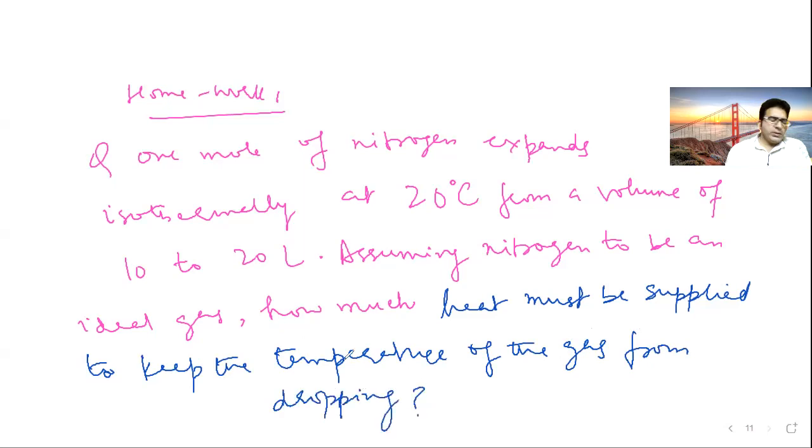I repeat the question. 1 mole of nitrogen expands isothermally at 20 degrees Celsius from a volume of 10 to 20 liters. Assuming nitrogen to be an ideal gas, how much heat must be supplied to keep the temperature of the gas from dropping? So do your homework.